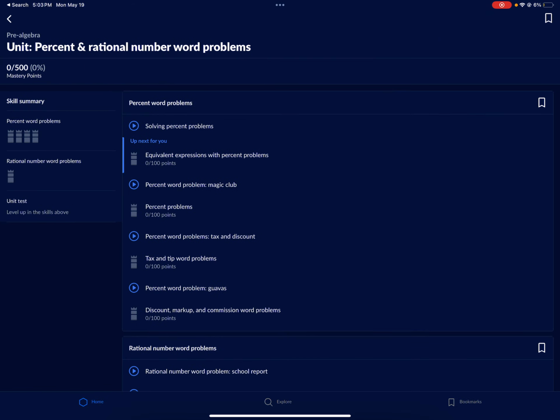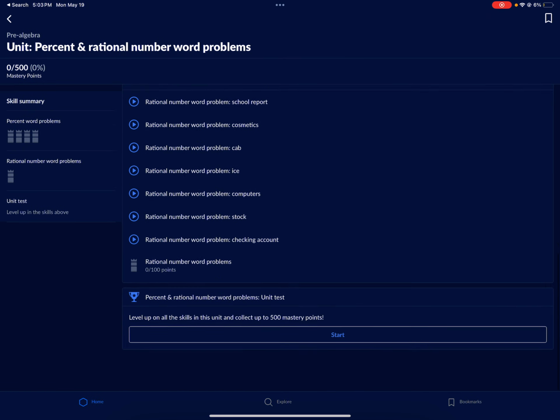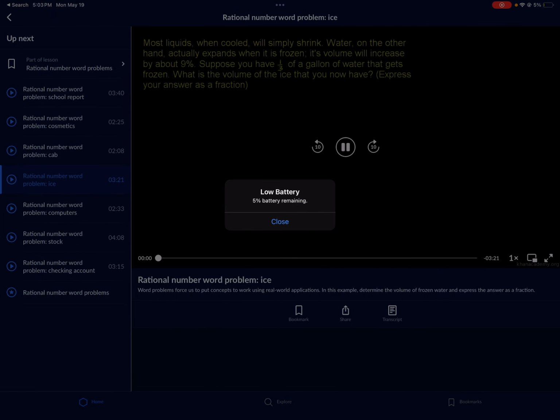We're going to do... Oh yeah, this is really short. We're going to do the entirety of percent and rational number word problems.